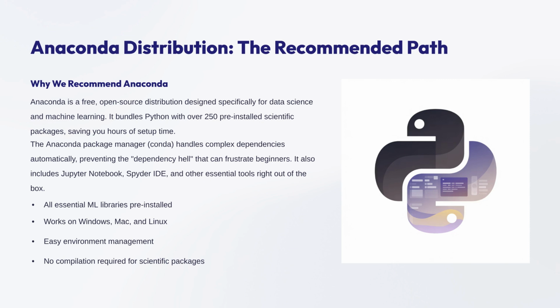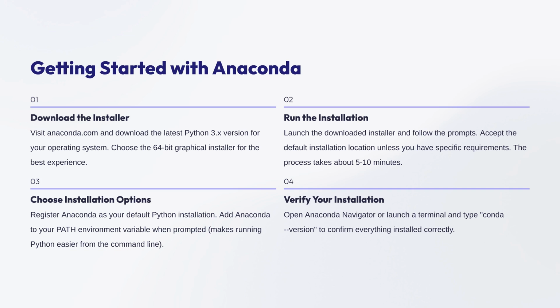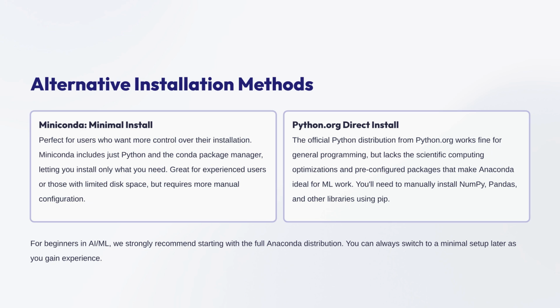We recommend Anaconda because it bundles Python with over 250 pre-installed scientific packages, saving you setup time. It manages dependencies automatically and includes essential tools like Jupyter Notebook and Spyder IDE. Step by step, download the installer from anaconda.com, run it, choose installation options like adding Anaconda to your path, and verify your installation by checking the Conda version.